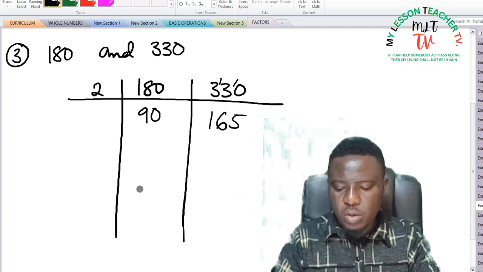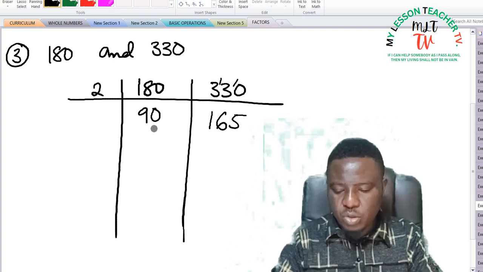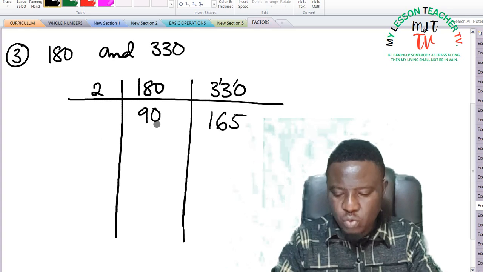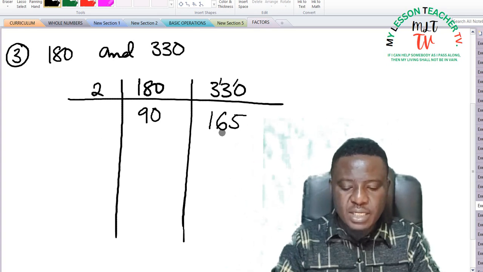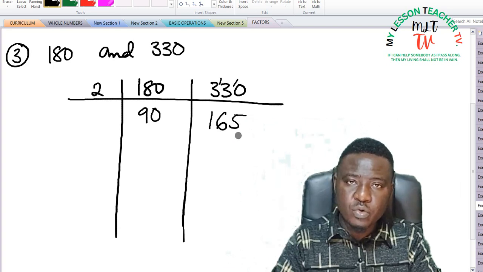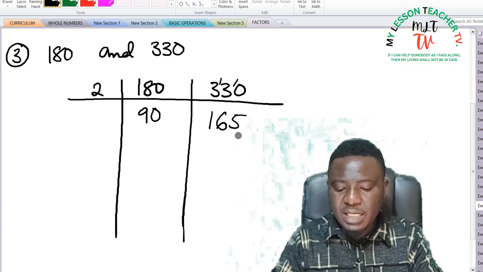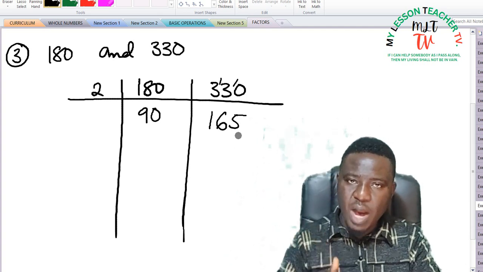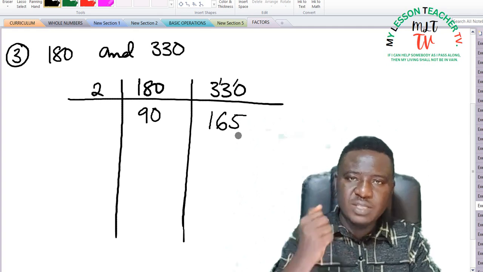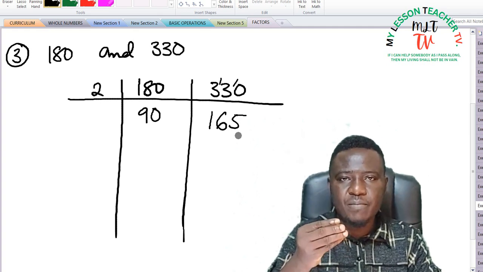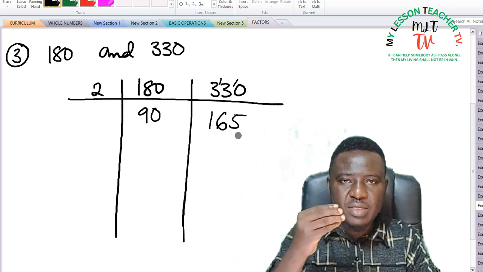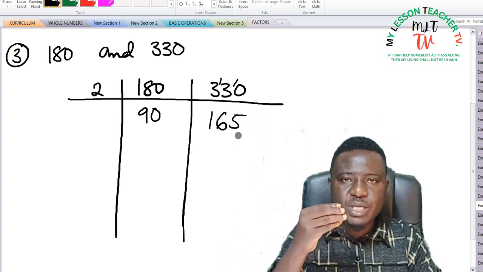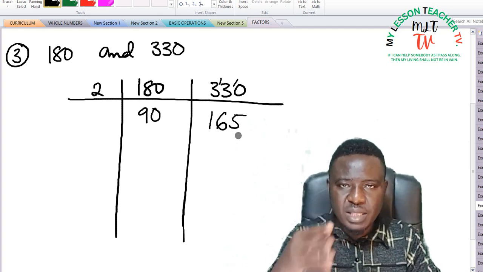Now, 2 can divide 90, but 2 cannot divide 165, for the last digit is not a multiple of 2. So we then test for 3. Is 90 and 165 divisible by 3? Yes. Why is it so? The rule for divisibility by 3 states that the sum of the digits of that number must be a number that is divisible by 3.